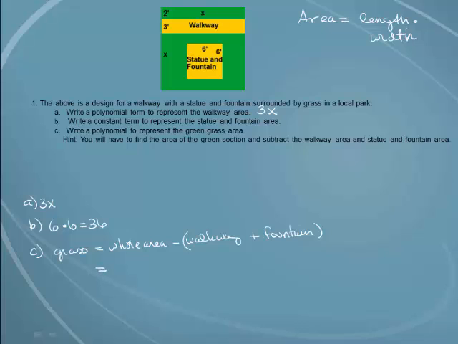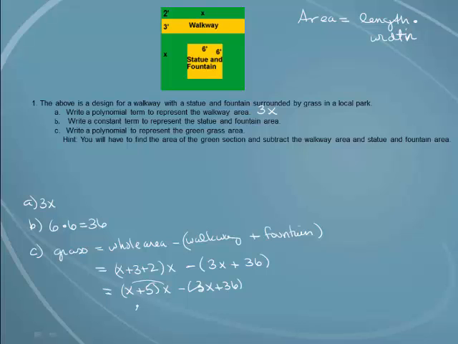Well, the whole area is going to be x plus 3 plus 2 times this width of x, minus the walkway, which was 3x, and the fountain, which was 36. So this is going to be x plus 5 times x minus 3x plus 36. We're going to distribute that x in.